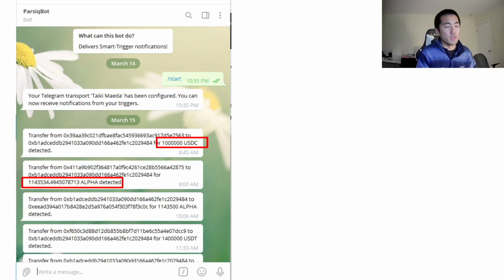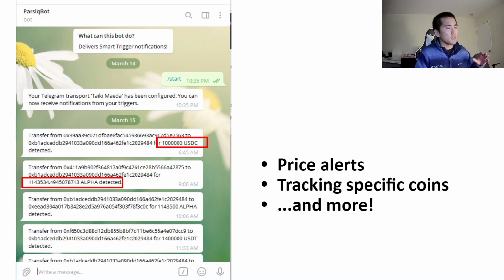That's pretty cool. And you can imagine, you can use this for price alerts, like notify me when Bitcoin hits 65K, or tracking specific coins. Let's say you're bullish on alpha and you want to know when over 10 million alpha tokens move, because that's when a whale is making moves. And stuff like that. You can start to see, even from a user's perspective, there's so much you can do with Parsiq with the if X, then Y smart triggers.